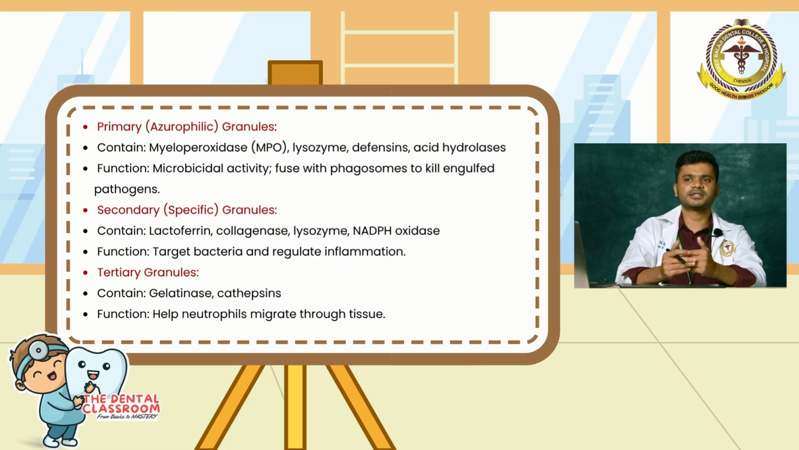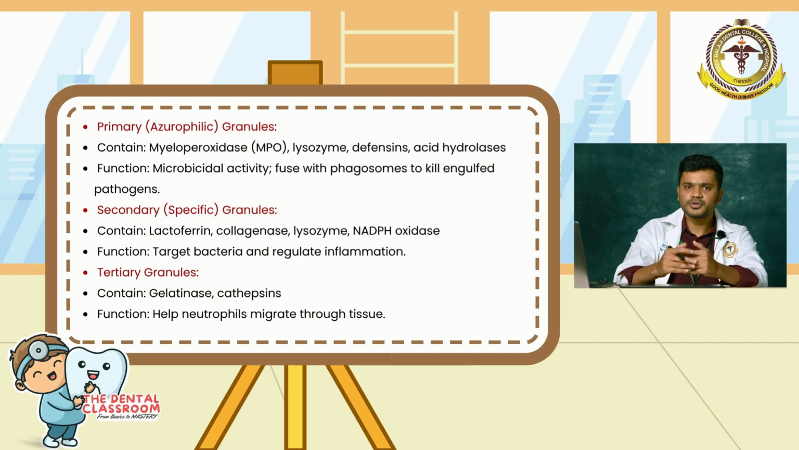The third thing is the tertiary granules, or gelatinase-based granules. Why are they important? Because the neutrophils have to travel from the blood vessels through the endothelium towards the site of injury. What is the function of tertiary granules? Since the neutrophils have to travel from the blood vessels through the endothelium and reach the tissue at the site of injury, during that time the neutrophil has to cross a connective tissue.